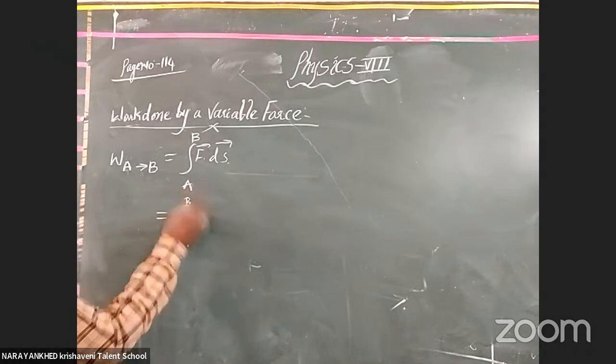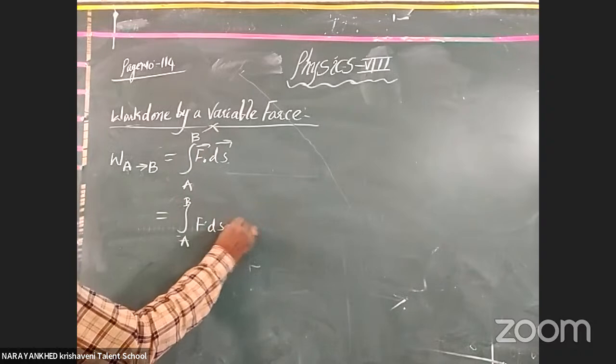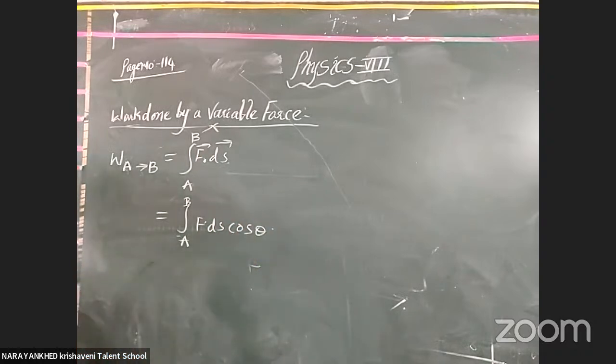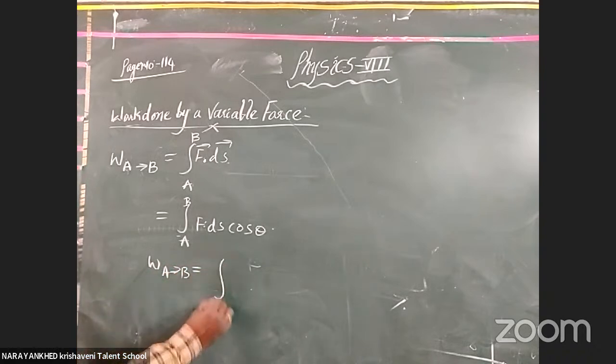It is also written as a dot product. When we remove the dot product, it is written as what? F ds cos theta. Okay, clear or not? Here it is also written as F ds cos theta. It is also written as one of the equations: integration of A to B of F x.